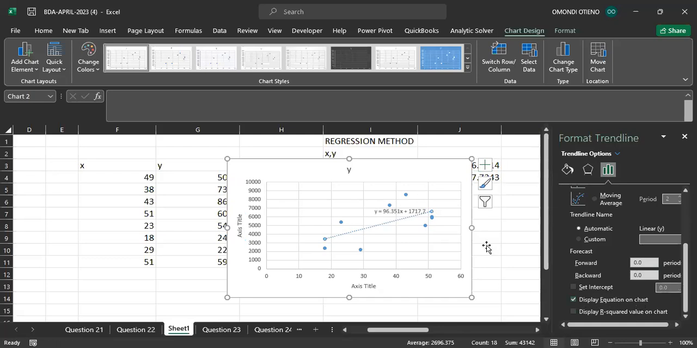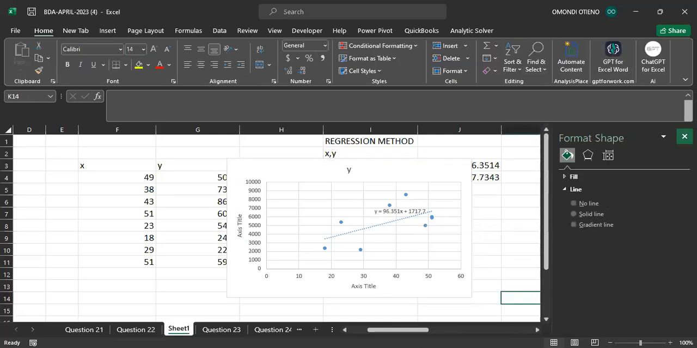When the equation is displayed, this is the cost function. Y is equal to A plus BX. So our B is 96.351. Our A is 1717.7. That's how you do it.